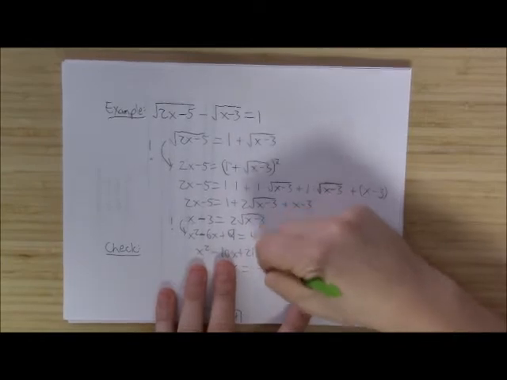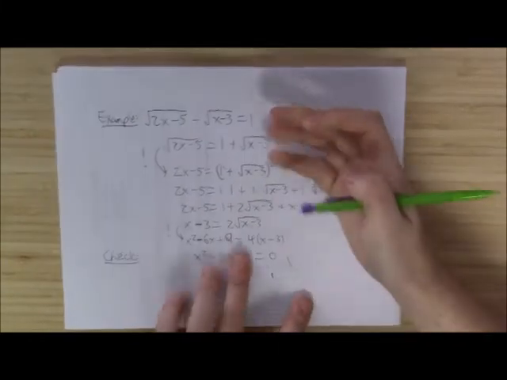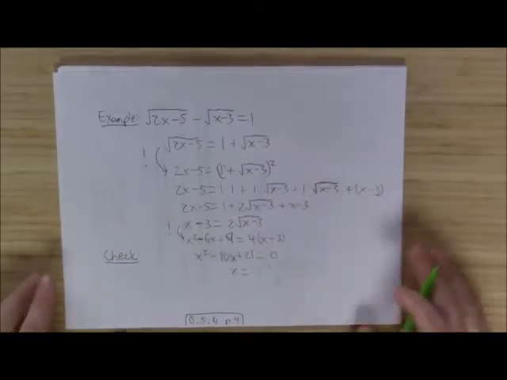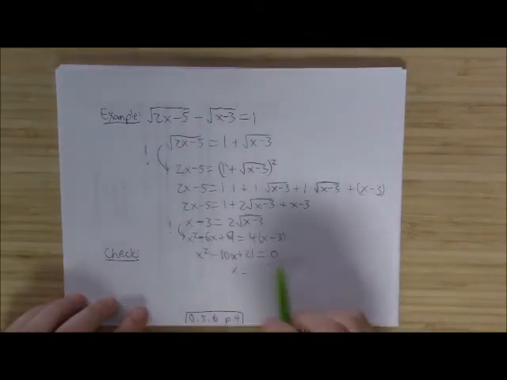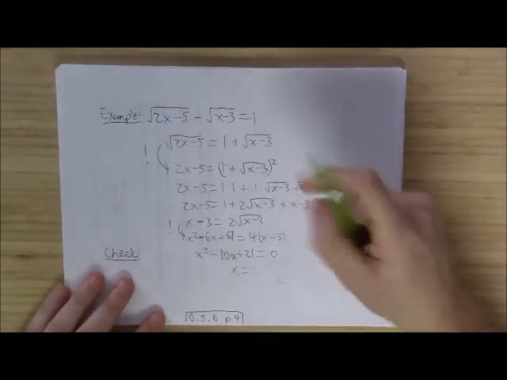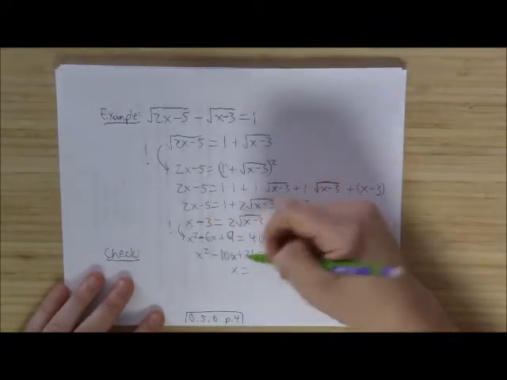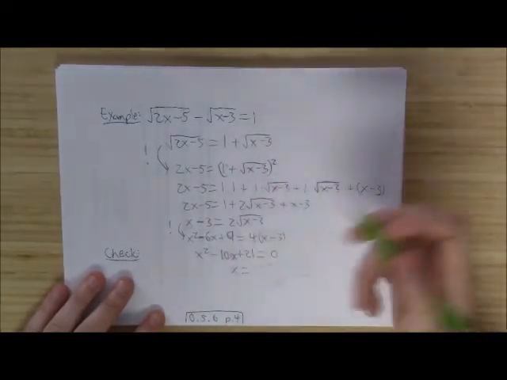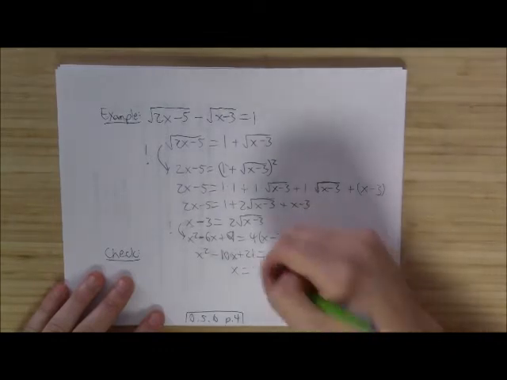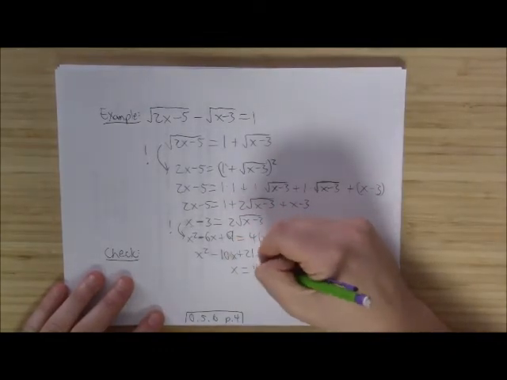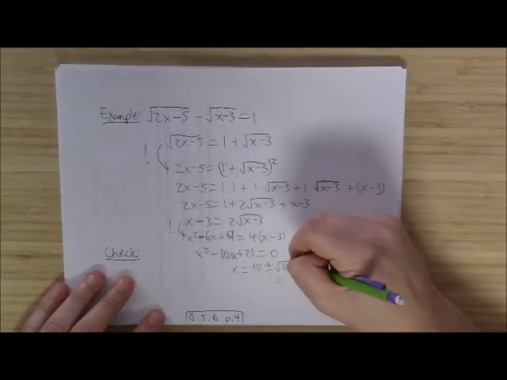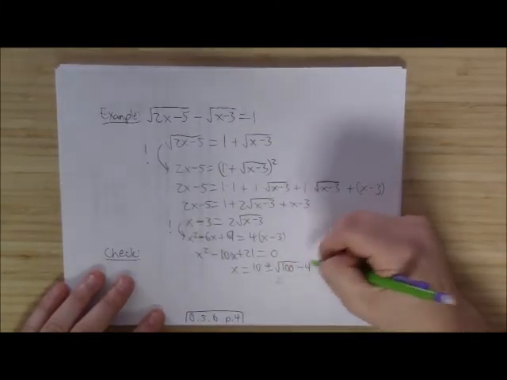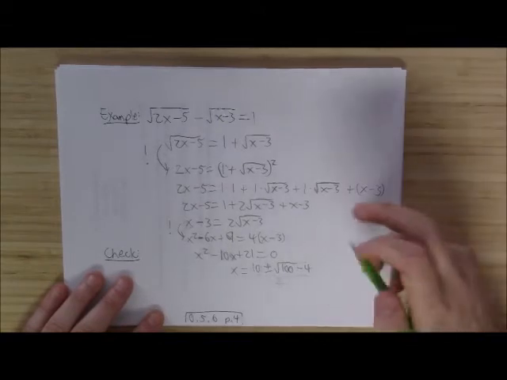So this is going to have to be redone. And I end up with x squared minus 10x plus 21. That's still correct. So I get x equals negative negative 10, so positive 10, plus or minus the square root of 10 squared, which is 100, minus 4 times 21.